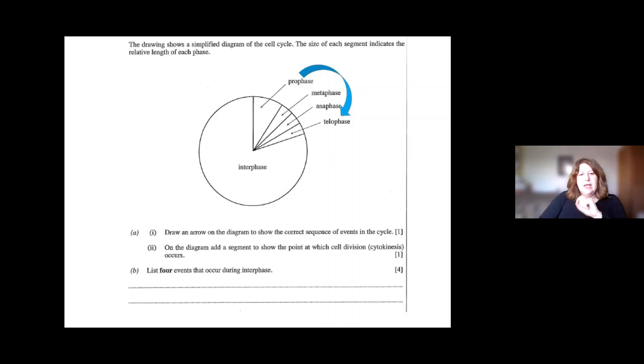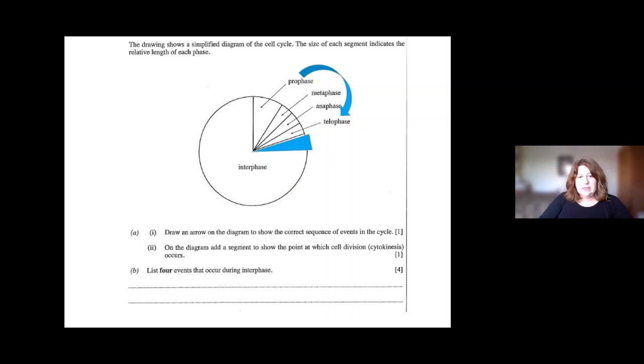And then it says add a segment to show the point at which cell division, or cytokinesis, would occur. So from what I've said, can you remember where cytokinesis occurs? Where would you put it? How big would you make it? Okay, so here we go. It's just after PMAT, and I've kept the little slice of pie about the same as, say, telophase, so that you know it is about that same length.